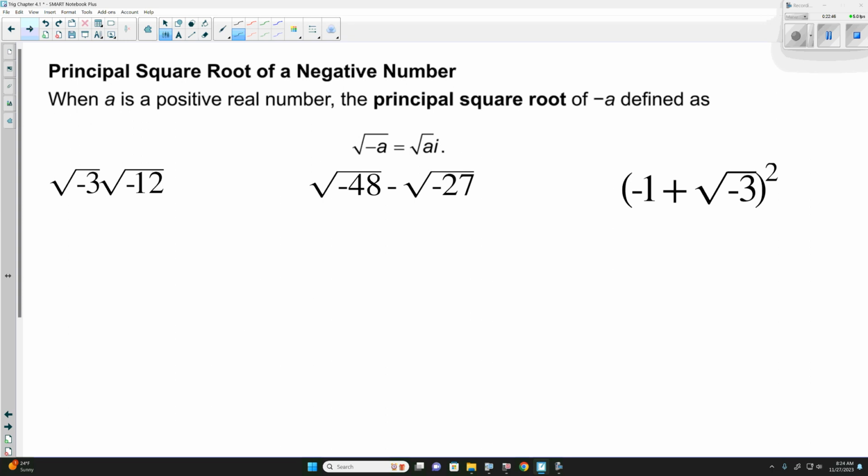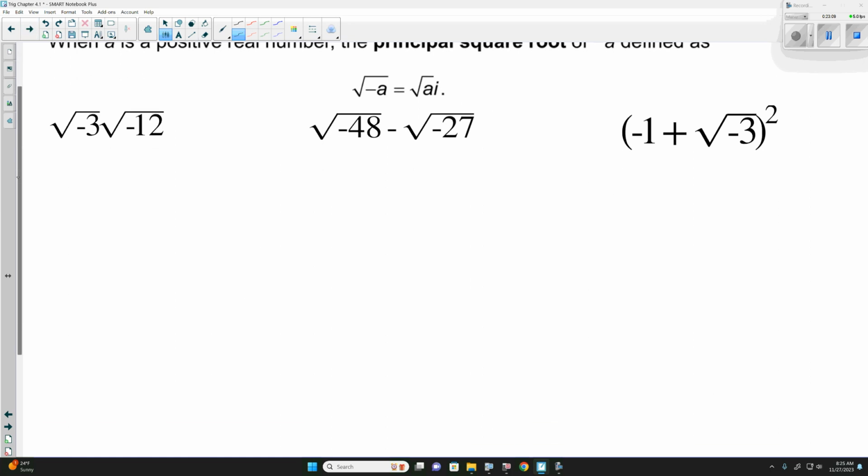When a is a positive real number, the principal square root of negative a, defined as the square root of negative a, is equal to the square root of a times i. Personally, especially when we have a radical, I try to put the i in front of the radical so it's easier to see that it's not still inside. To each their own. Now, for the most part, some of these we can do in the calculator and there's some that we can't.